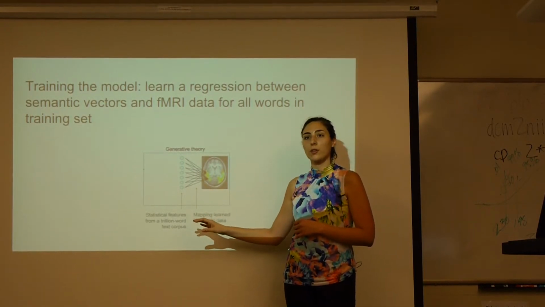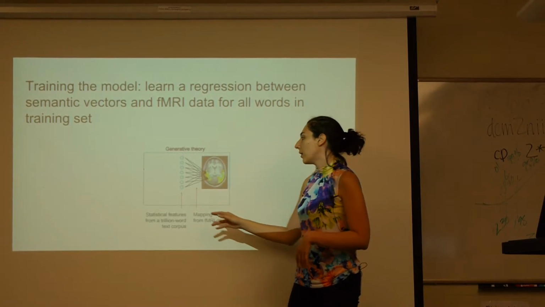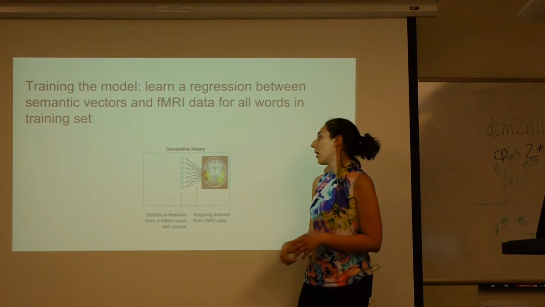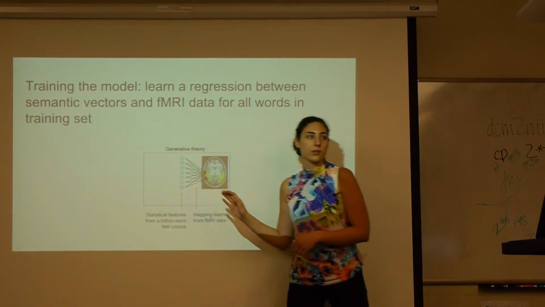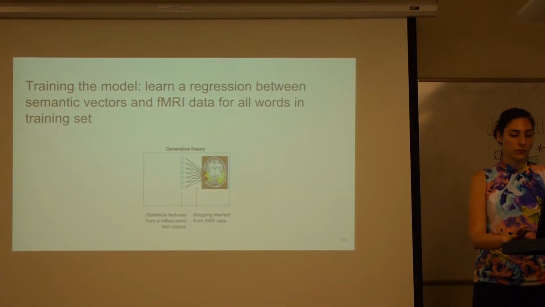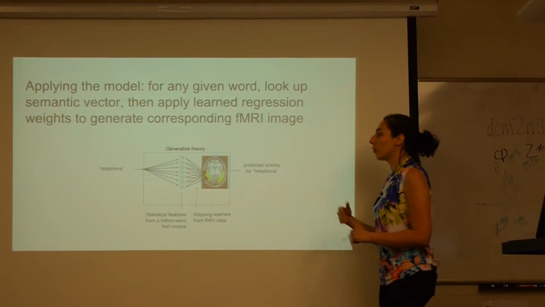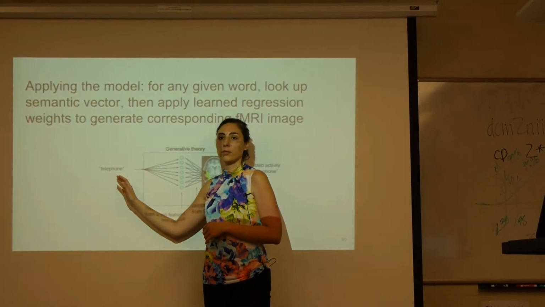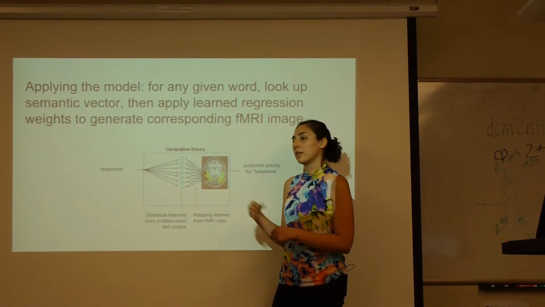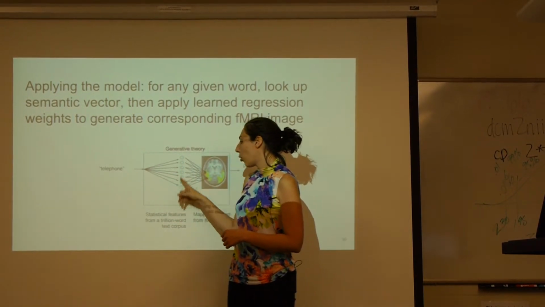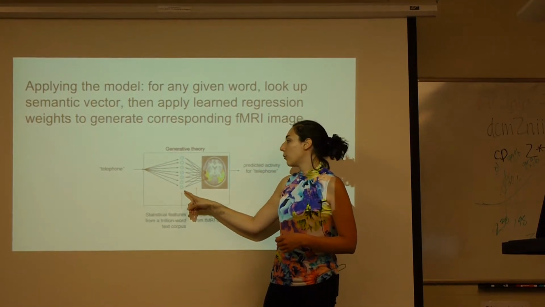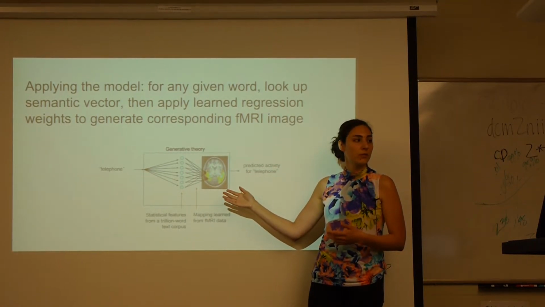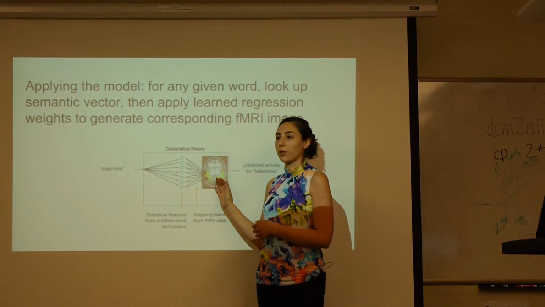Okay, is it clear what happens at training here? The only thing we have is these co-occurrence statistics of 60 words we have presented in the scanner and the corresponding fMRI pictures. Now the way we apply this model is we take any given word that was not presented in the scanner. We get its co-occurrence statistics from the internet, and we apply these weights that we learned. And now we have an fMRI image, right, for an arbitrary word.